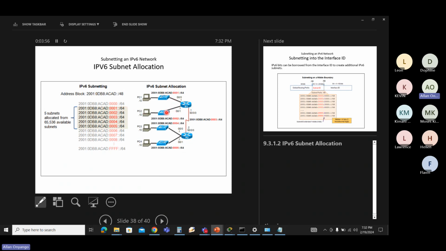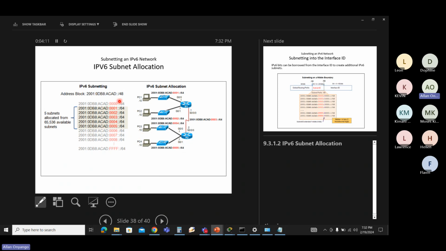002, we give to this LAN here. 003, we give to the one network between R1 and R2. 004, we give to this LAN here. 005, we give to the LAN here. Now we want to take 000 and we want to subnet it.